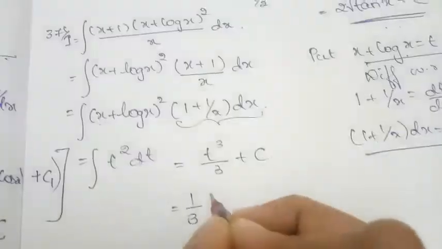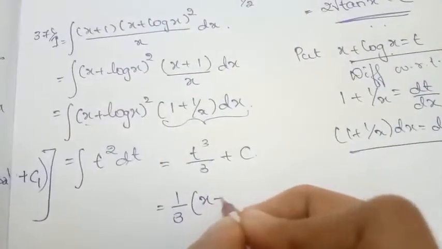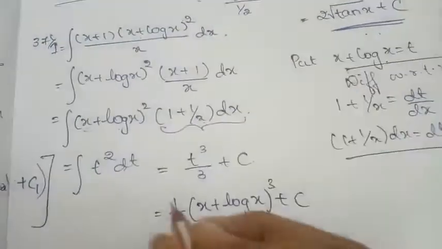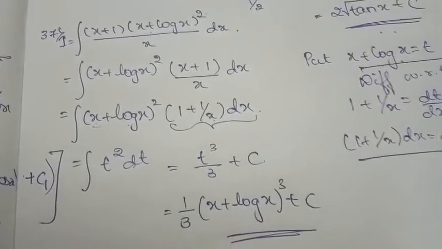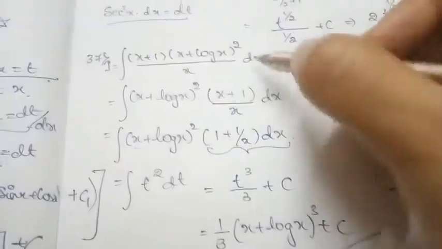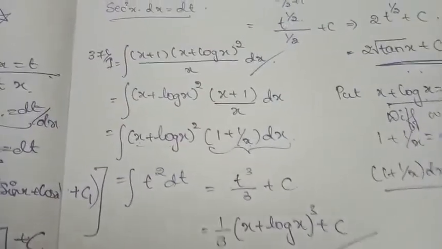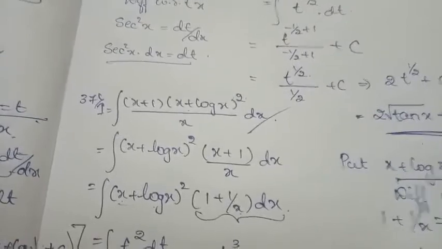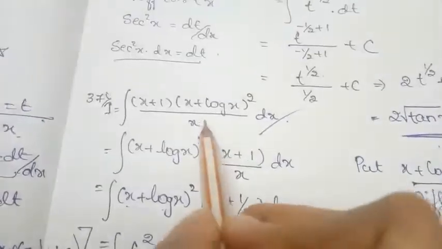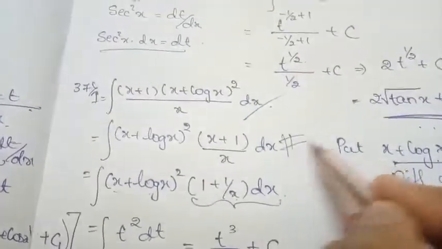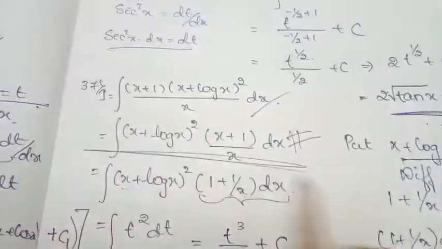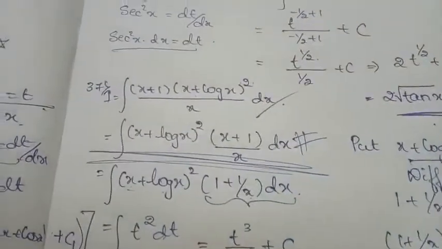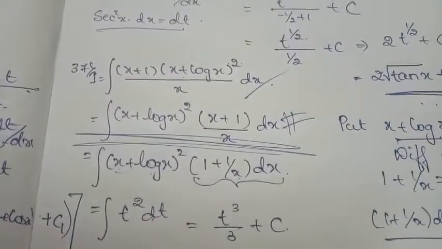So what is the value of t here? Resubstituting back the value of t, x plus log x whole cube plus c. So 1 by 3 into (x plus log x) whole cube plus c is the integral of the above question. Sometimes by looking at the length of the question, we might get tensed about how to solve, but think properly here. The only thing is that you need to do this arrangement. This matters a lot to solve this question. So the sudden idea of getting this matters a lot while solving these types of questions.